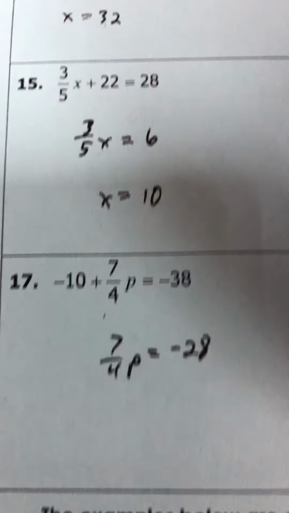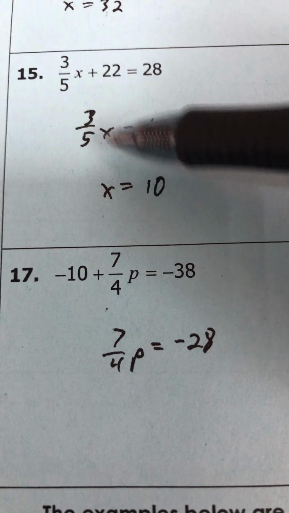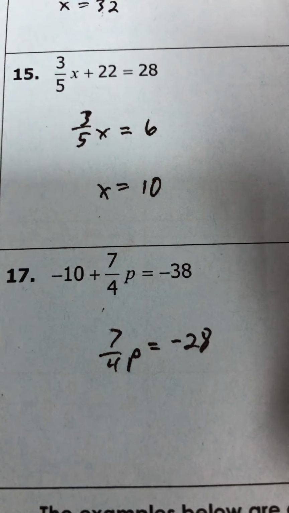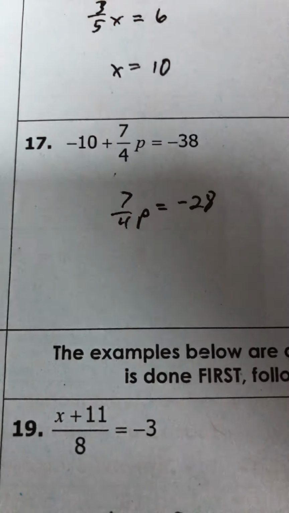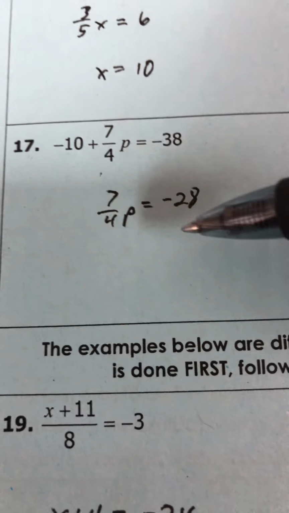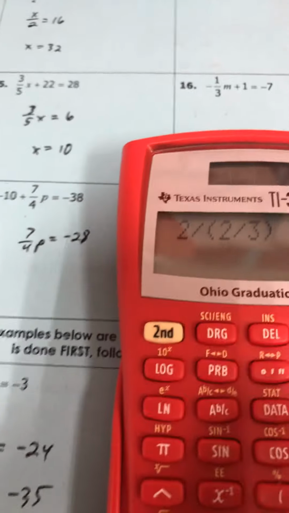That's why we're doing it. I subtracted 22 from both sides, got this. Then I divided both sides by 3/5, and I get x equals 10. I add 10 to both sides, come up with this, and then, to do this one, let me show you how you could do this one on a calculator.